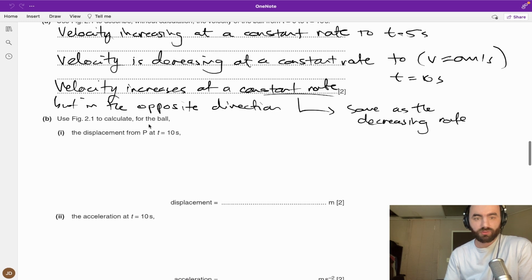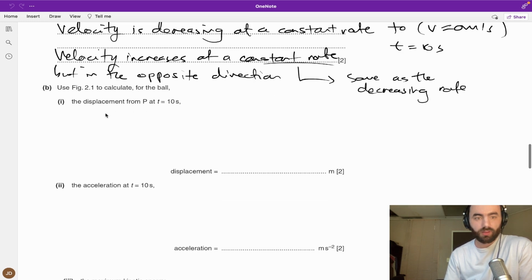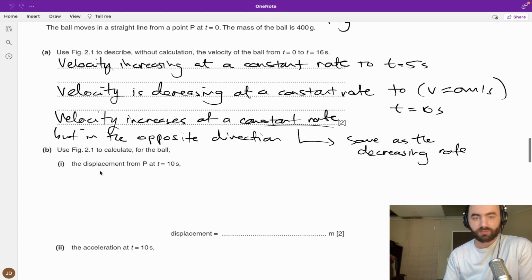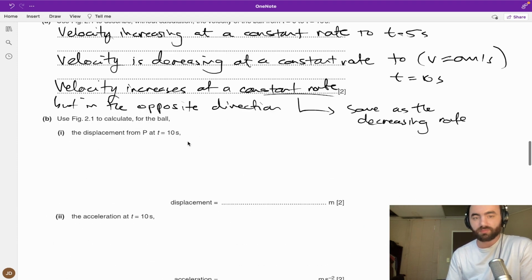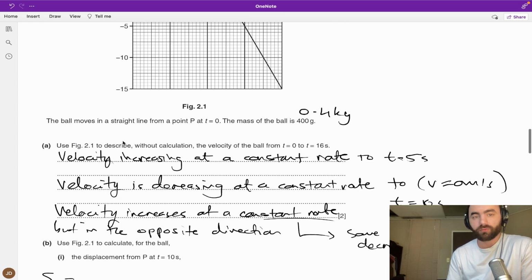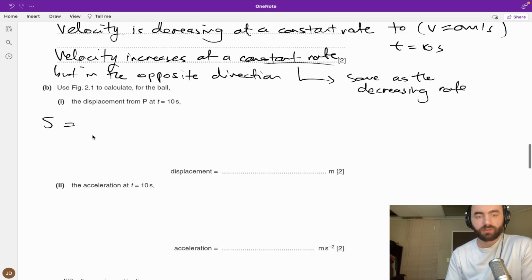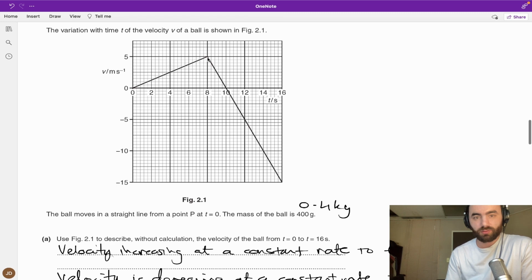Use the figure to calculate for the ball. The displacement at t equals 10 seconds. Well, the displacement is just going to be s equals the area under the graph. The area is all of this, up to t equals 10 seconds. So what is that area? It's going to be this triangle plus this triangle.